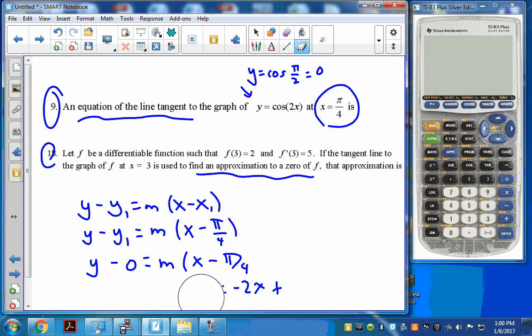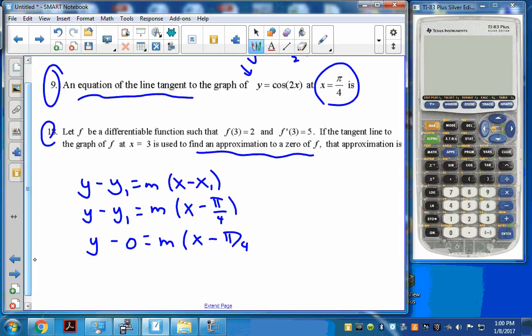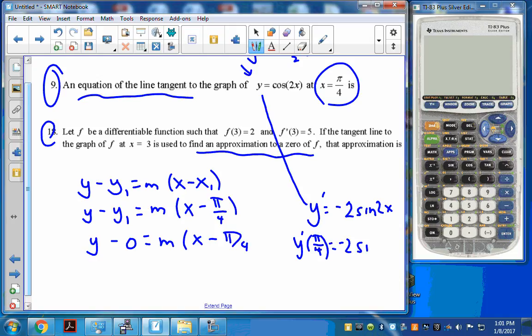And then lastly, to get the slope, you would need the derivative. Y prime is -2 sine of 2x, and y prime at pi over 4, which is where we're trying to calculate the derivative, would be -2 sine of pi over 2, which is -2, right? Because the sine of pi over 2 is 1. So y is equal to negative 2 times x minus pi over 4 was the answer with the equation of the tangent line.